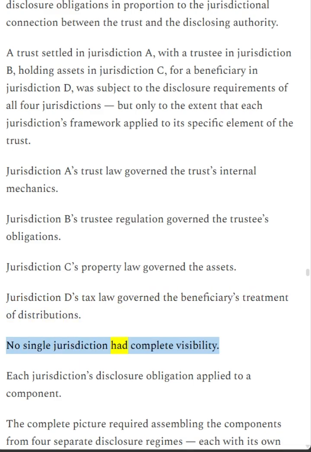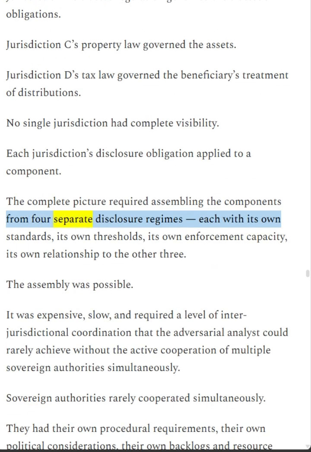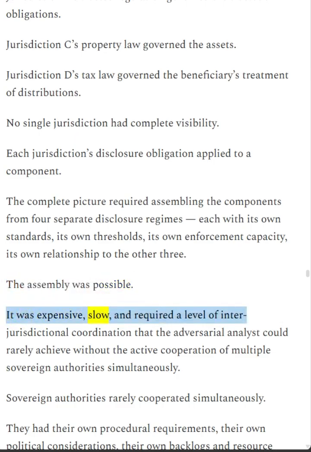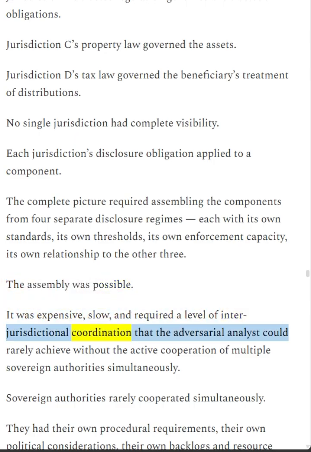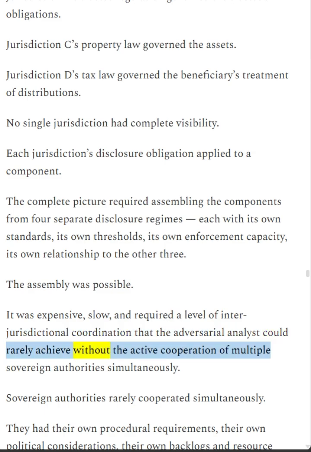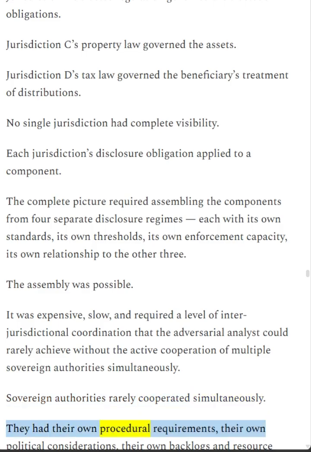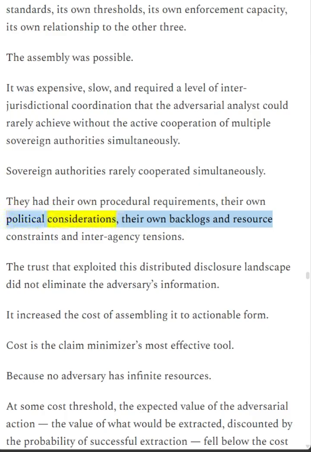No single jurisdiction had complete visibility. Each jurisdiction's disclosure obligation applied to a component. The complete picture required assembling the components from four separate disclosure regimes, each with its own standards, its own thresholds, its own enforcement capacity, its own relationship to the other three. The assembly was possible. It was expensive, slow, and required a level of interjurisdictional coordination that the adversarial analyst could rarely achieve without the active cooperation of multiple sovereign authorities simultaneously. Sovereign authorities rarely cooperated simultaneously. They had their own procedural requirements, their own political considerations, their own backlogs and resource constraints and interagency tensions.